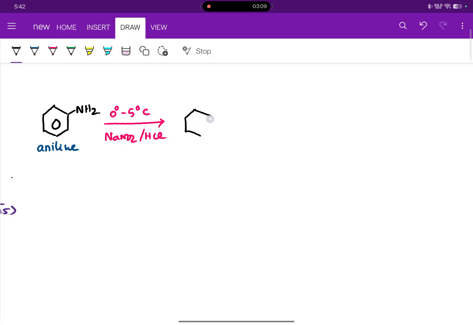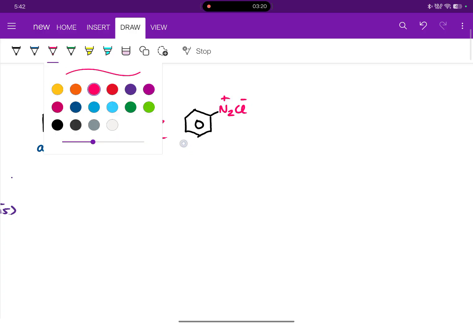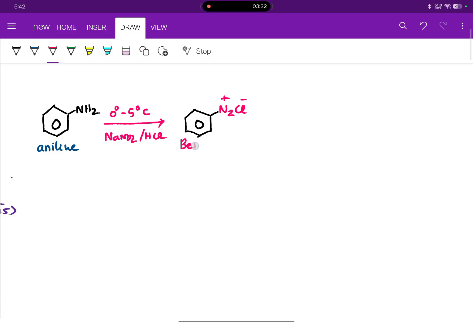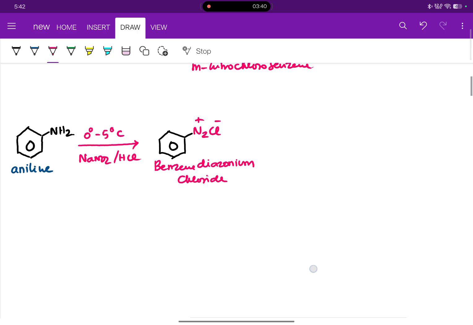So you'll get the NH2 converted to N2Cl. That is benzene diazonium chloride. Very good. Yes, sir. What is the speciality of benzene diazonium chloride? This is a raw material. Using this, you can prepare any halo compounds.